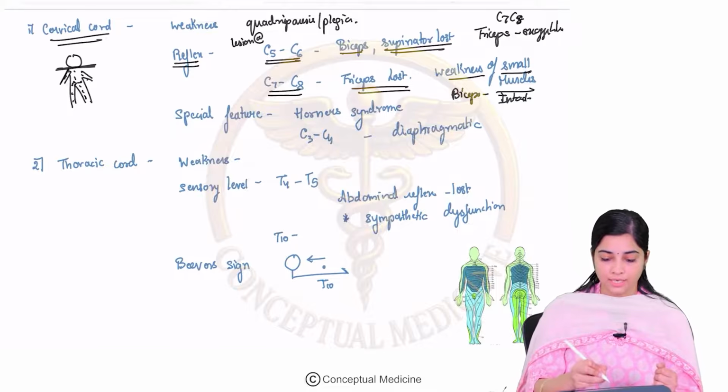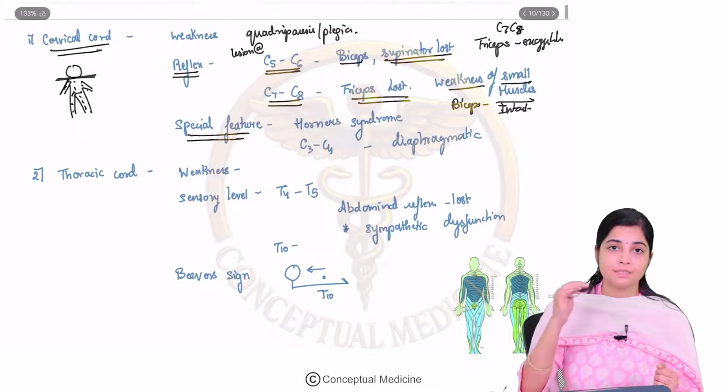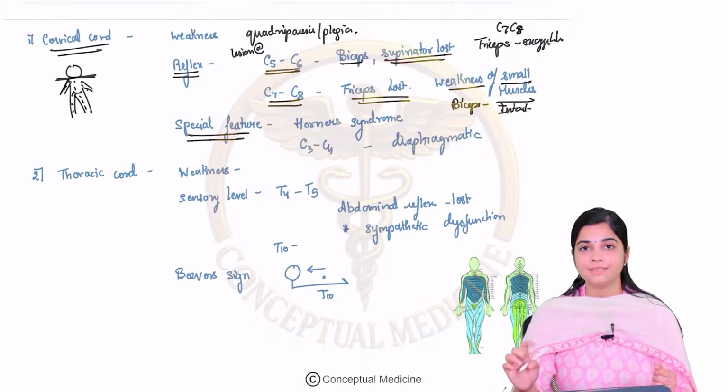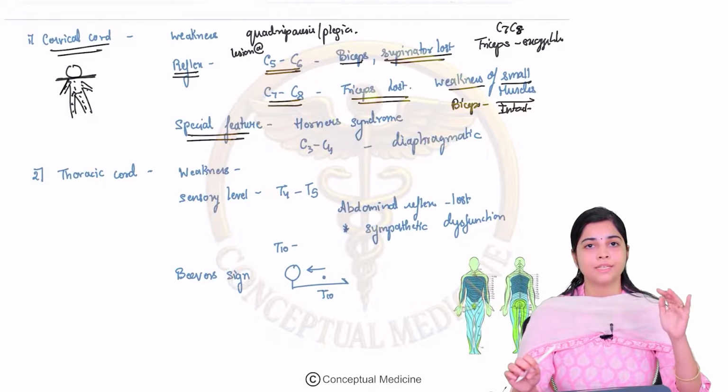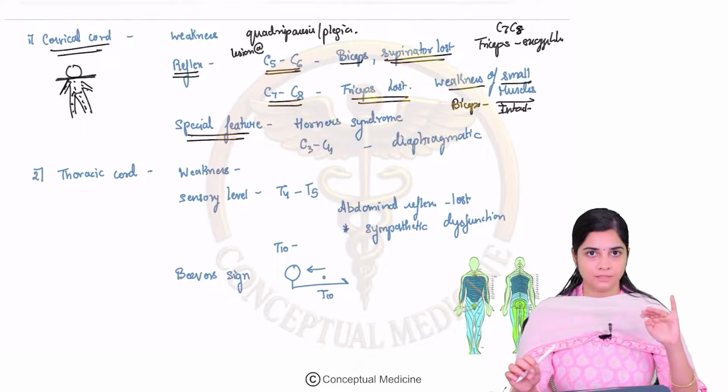Okay, fine. Another special feature is the sympathetic chain, which we had learned in brainstem syndromes also; the sympathetic chain can come down up to the cervical cord.